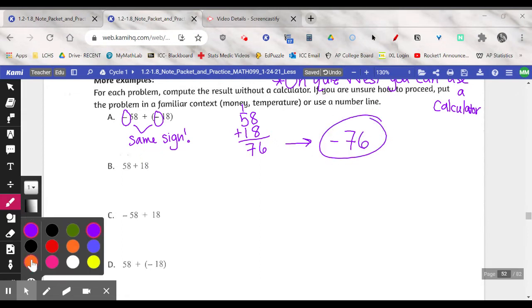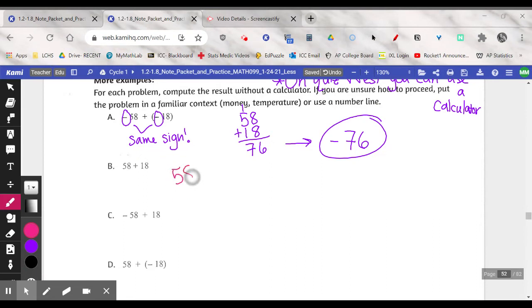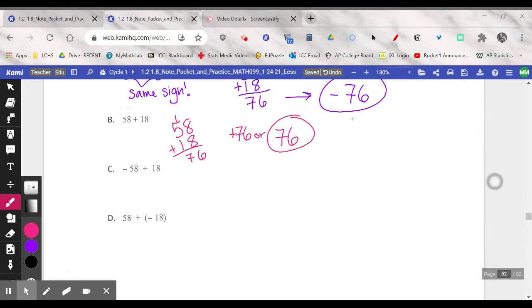For B, this one you should kind of be scratching your head like, oh, I wonder why they have 58 plus 18. Well, they're both positive, so you should know the drill. Just add up your numbers and we get 76. It could technically be written as positive 76, but the natural way of doing it is just to write the 76. For C, on this one, you are adding numbers that have different signs. So these signs are different.